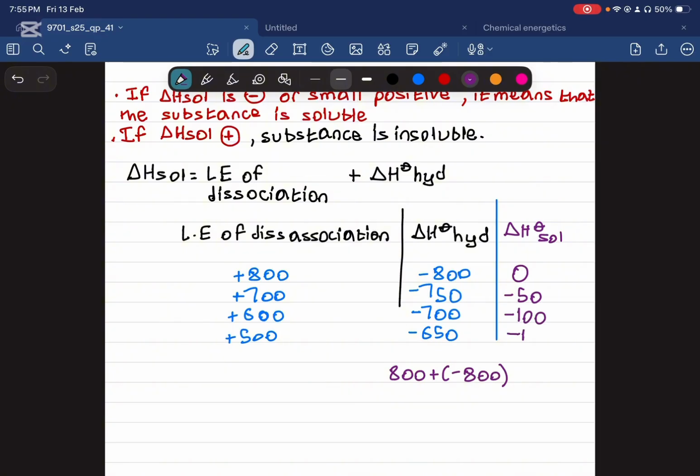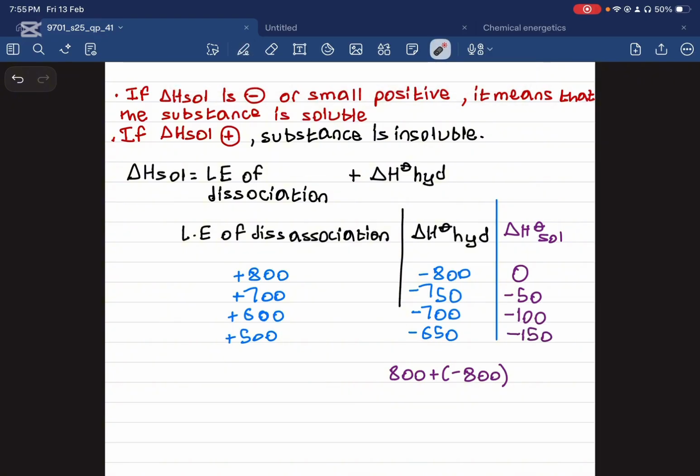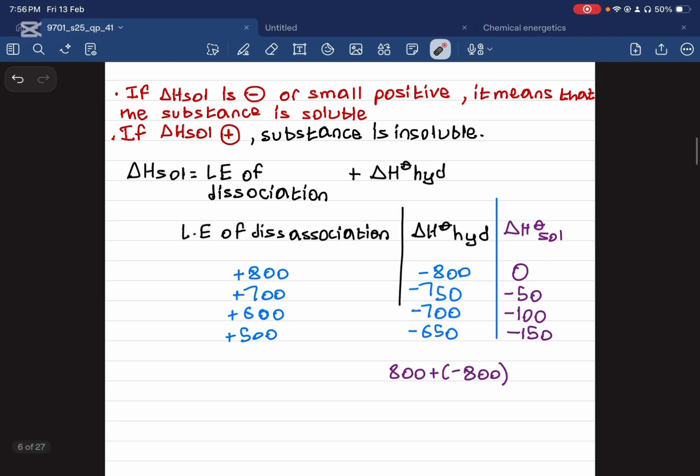After that, minus 150. Enthalpy change of solution was first small positive, right? Meaning this is soluble. And then it became negative, more negative, more negative. What is this? Is the solubility increasing or decreasing? The solubility is increasing. If your enthalpy change of solution value becomes more and more negative, what does that tell you? That the solubility of that substance which you put in the water is increasing.